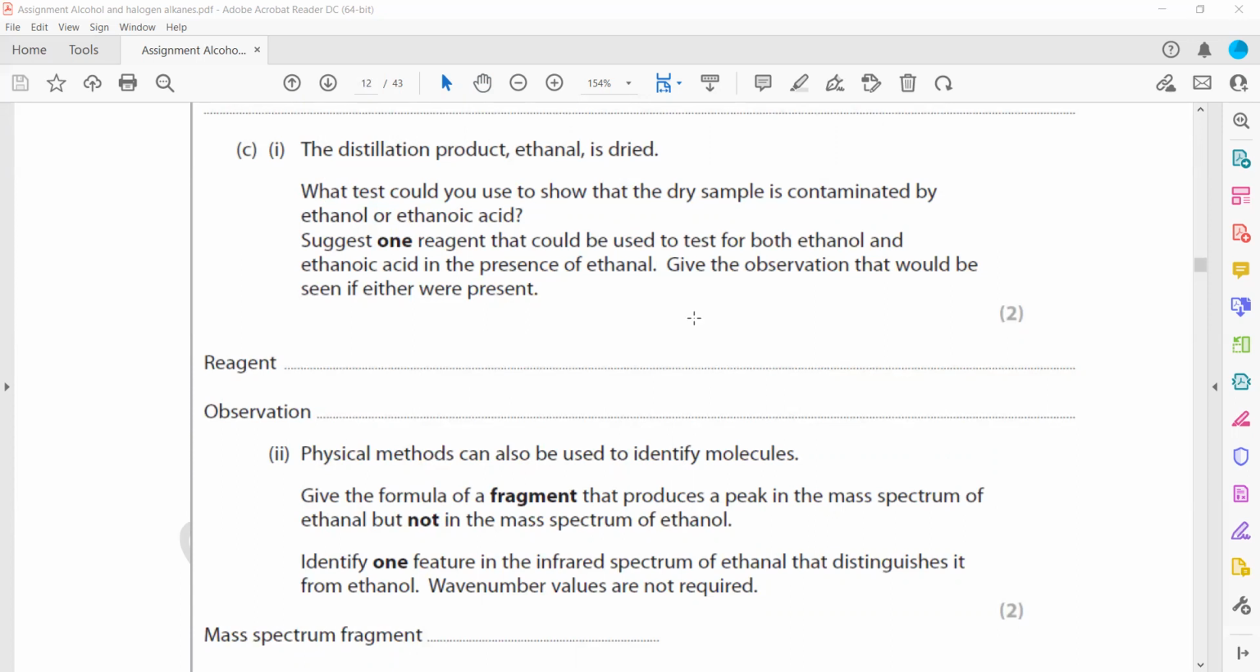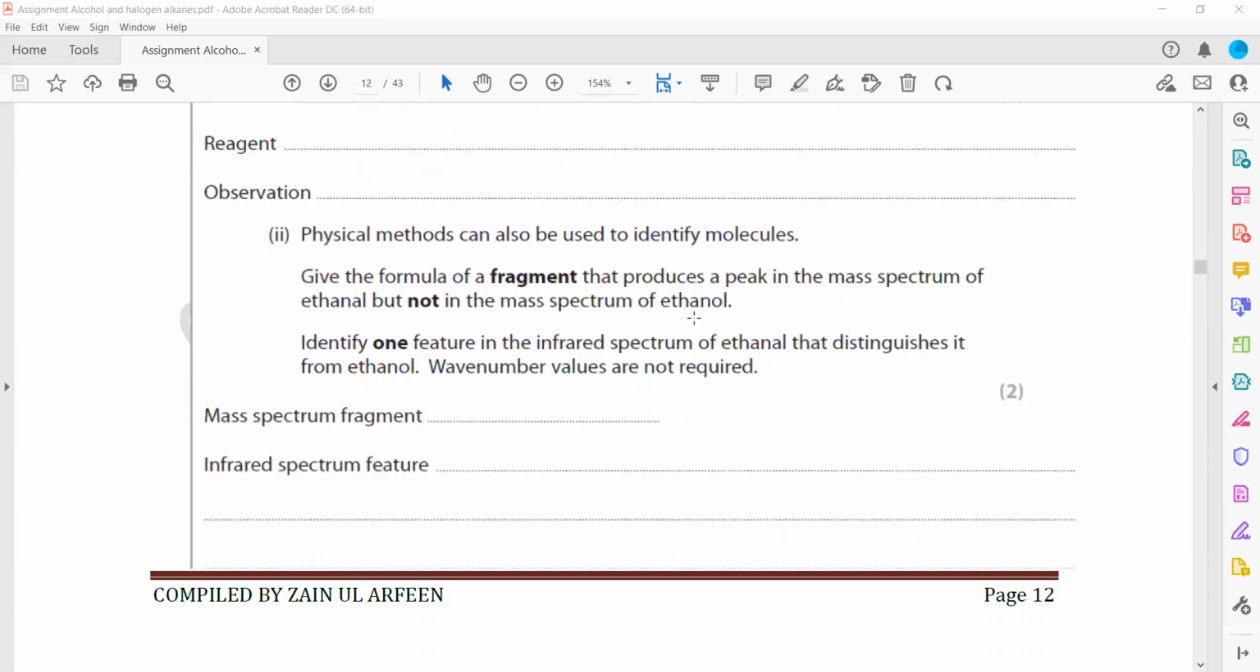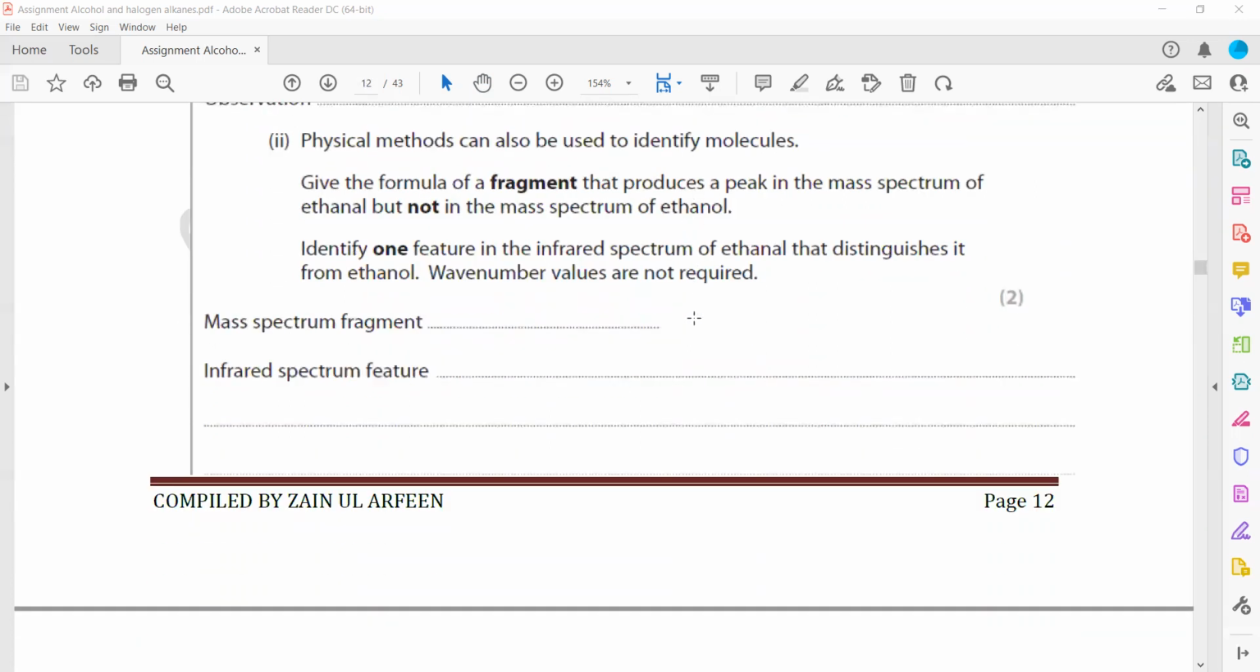What test could you use to show that the sample is contaminated or contain ethanol or ethanoic acid? So sodium metal can be added, or phosphorus pentachloride can be added, and it will give misty fumes. Then a physical method can also be used to identify the molecule. Give the formula of a fragment that produces a peak in the mass spectrum of ethanal but not in ethanol, and identify one feature in the infrared spectrum that ethanal can be distinguished from ethanol.